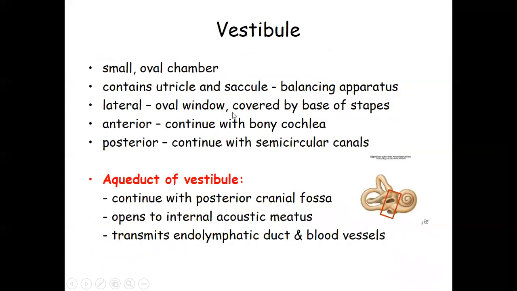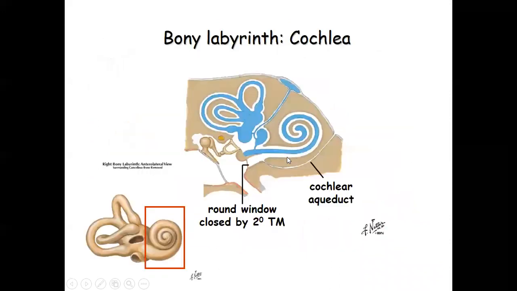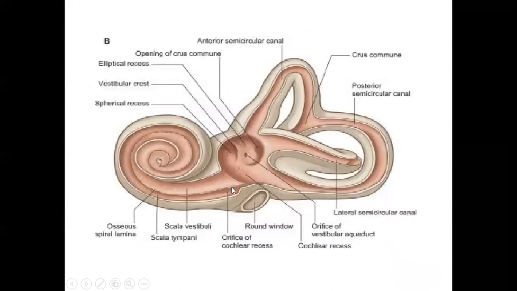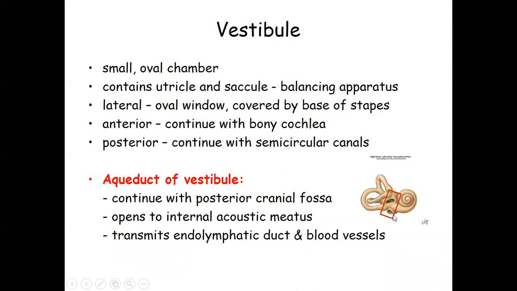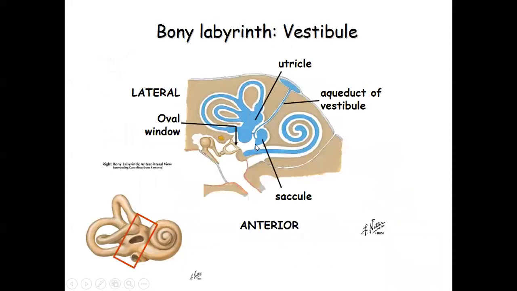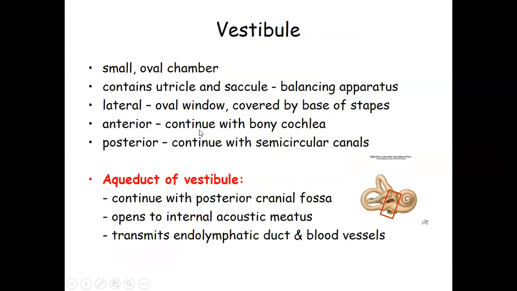Now we're going to move to the vestibule. This is the vestibule in the middle here. The vestibule is a small oval chamber. It contains the utricle and also the saccule, and these two structures are involved in the balancing apparatus. This is the saccule and this is the utricle, present inside the vestibule.